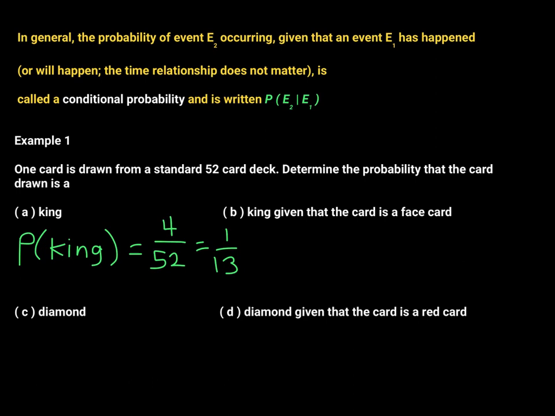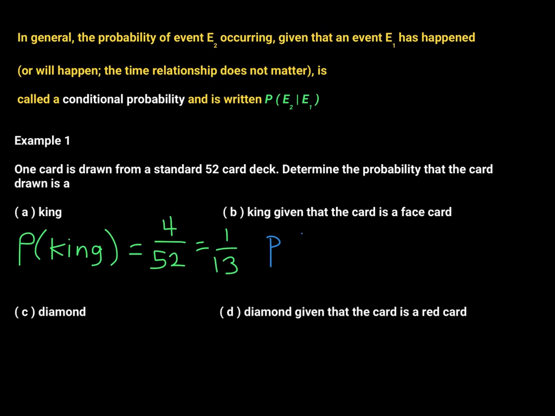Now, for the second question, this is conditional probability. We are being asked to determine the probability that the card is a king given that first the card is a face card. Since we know the card is a face card, we no longer consider all 52 cards as possible outcomes. Instead, we only consider the 12 face cards as possible outcomes. Of these 12 face cards, 4 of them are kings.